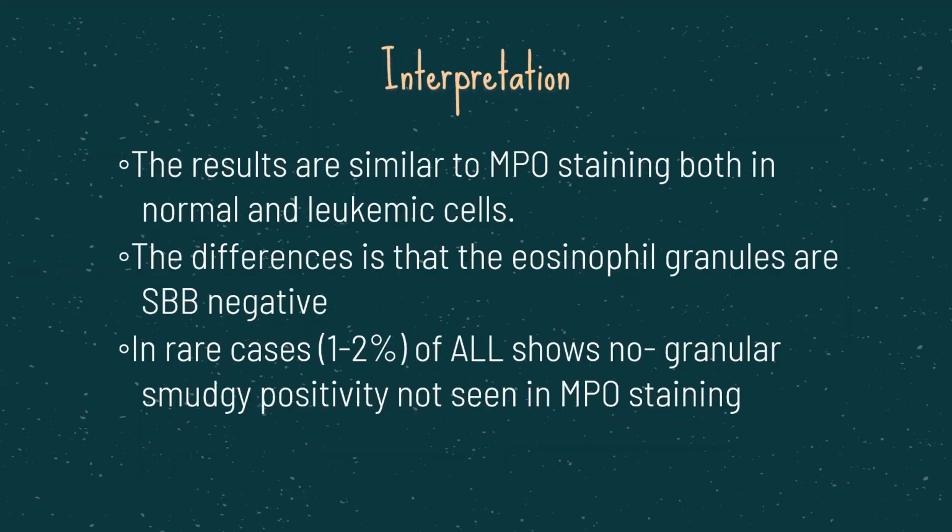Okay. So interpretation, the results are similar to MPO staining both in normal and leukemic cells. Okay. So the difference is that the eosinophil granules are Sudan Black B negative. Okay. So eosinophil, di ba nagre-react din si MPO, pero kay Sudan Black, it is negative. So in rare cases of ALL, it shows no granular smudgy positivity in MPO staining.